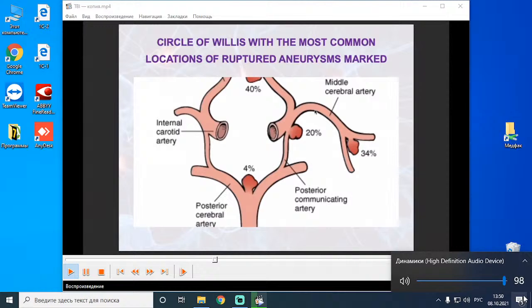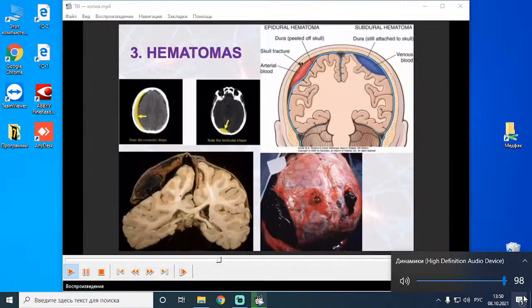Hematomas. Here you can see the most common types of hematomas: epidural hematoma, also called extradural hematoma. Here is the dura, here the skull fracture, and here is the blood, but that's why it's called that, because it's above the dura. That's why epidural or extradural hematoma. And here is subdural hematoma, which means under the dura.